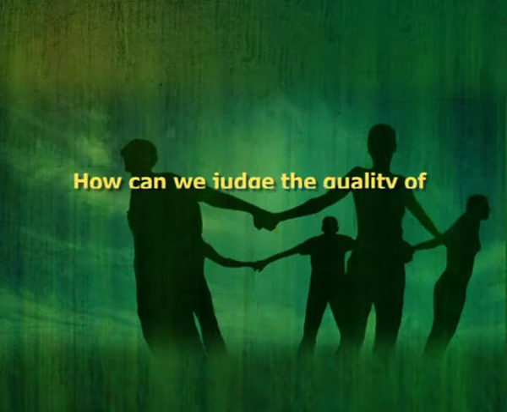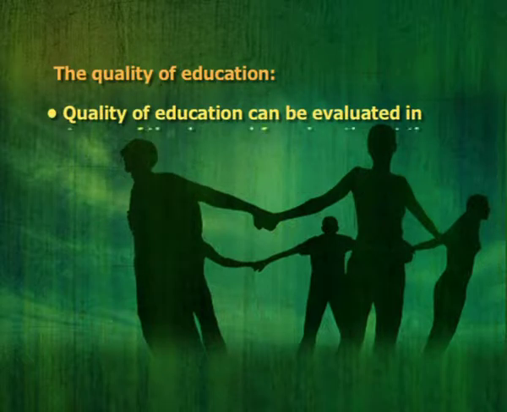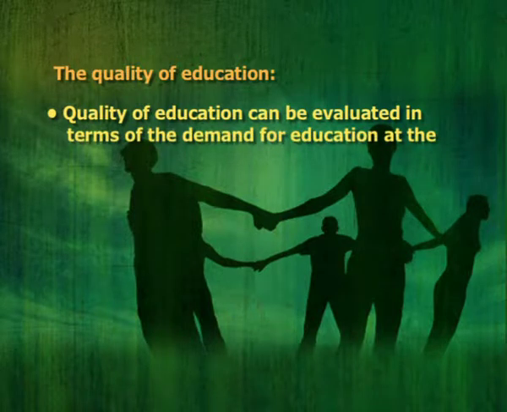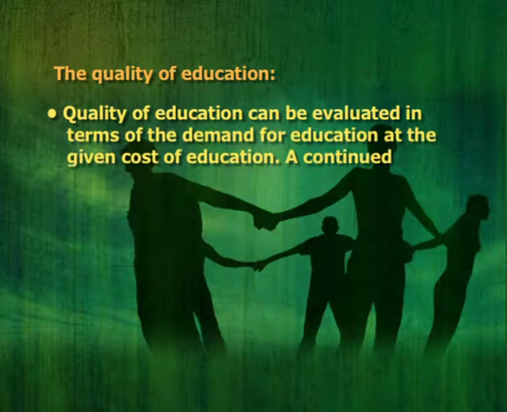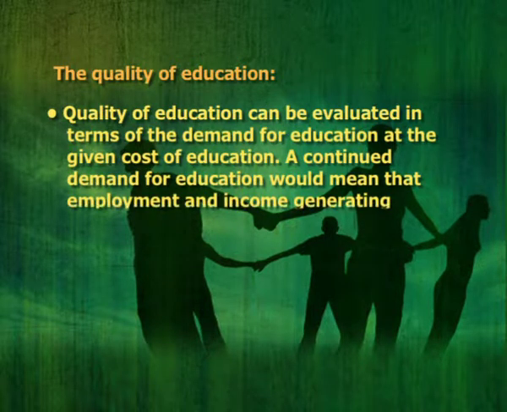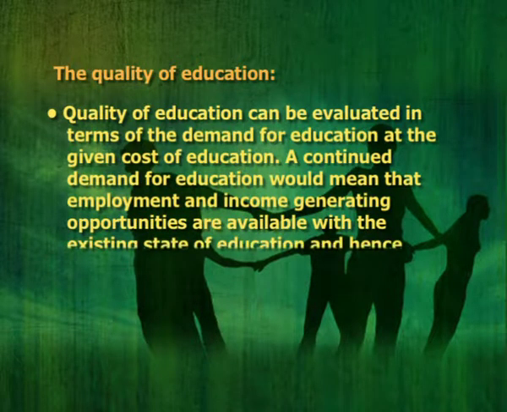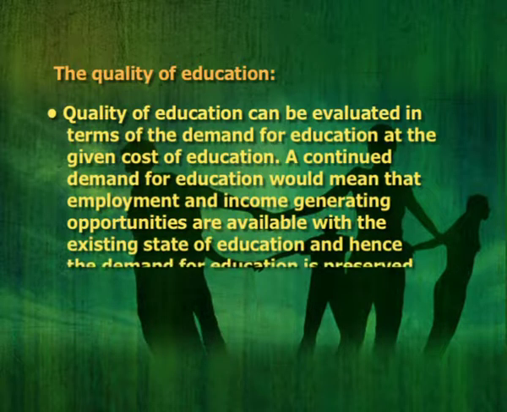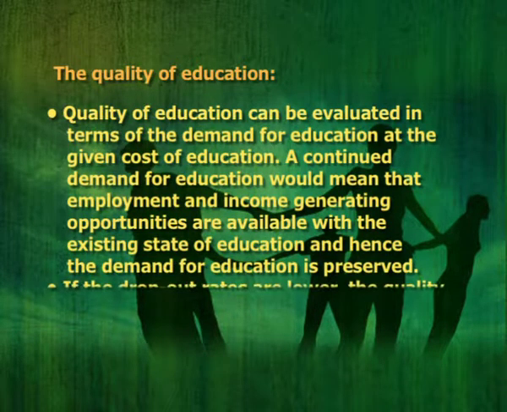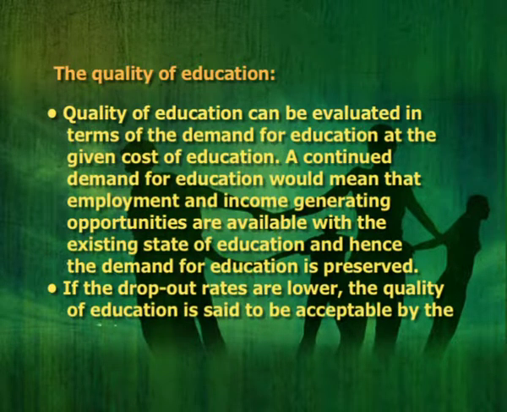Now, how can we judge the quality of education? Quality of education can be evaluated in terms of the demand for education at the given cost of education. A continued demand for education would mean that employment and income generating opportunities are available with the existing state of education and hence the demand for education is preserved. If the dropout rates are lower, the quality of education is said to be acceptable by the society.